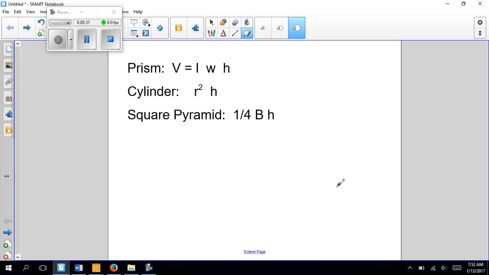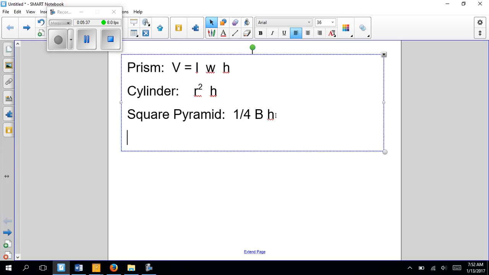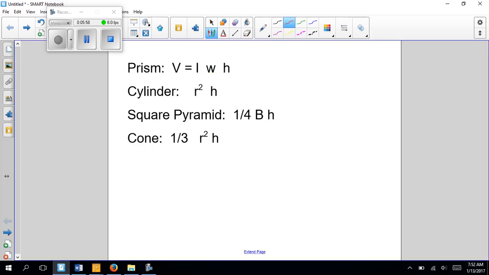The last two, you have cone. All right, so for cone, this one is the exact same as a cylinder except it's 1/3. So we have 1/3 times pi, I'm going to leave some space, times radius squared times height. I've got 1/3 pi times radius squared times height.